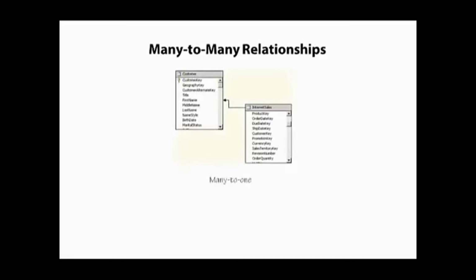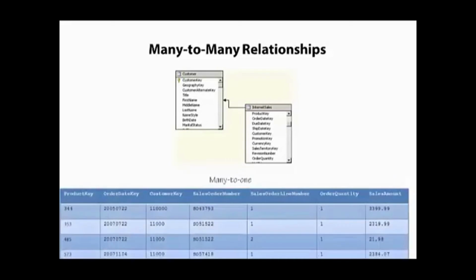Most of the time, a fact table has a many-to-one relationship with each dimension. For example, it's possible for many fact records to relate to a single customer. Now let's look at an example of what a many-to-many relationship looks like.